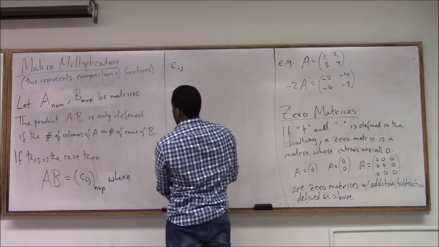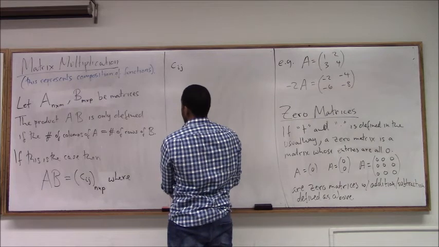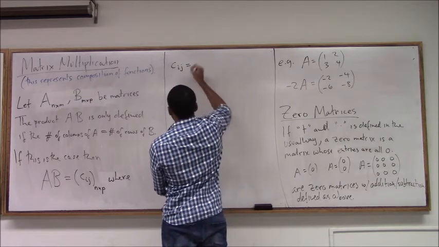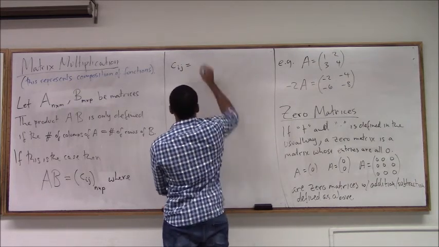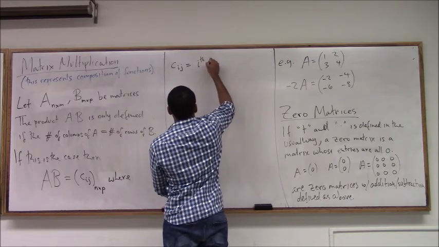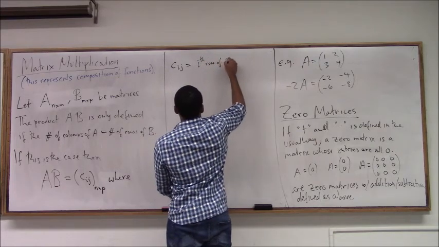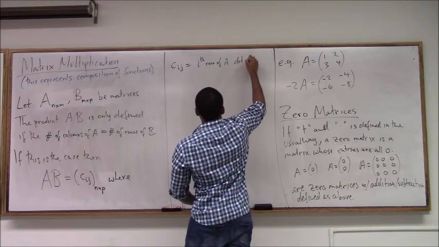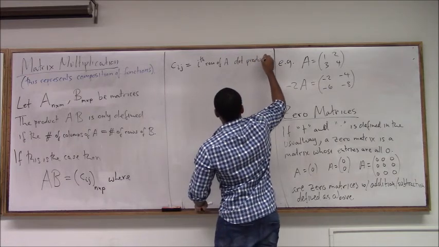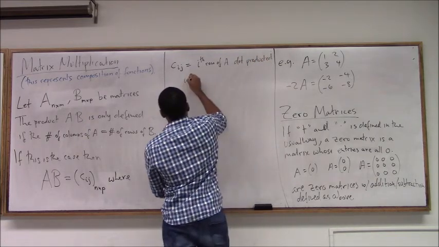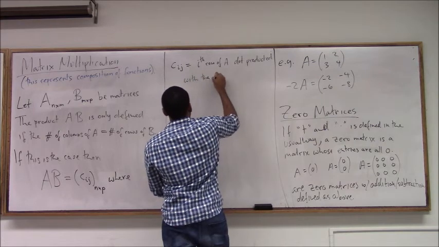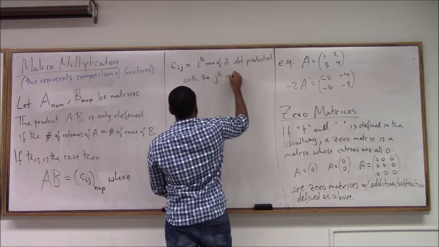C_ij, the entry in the ijth position, is going to be equal to the ith row of A dot product with the jth column of B.